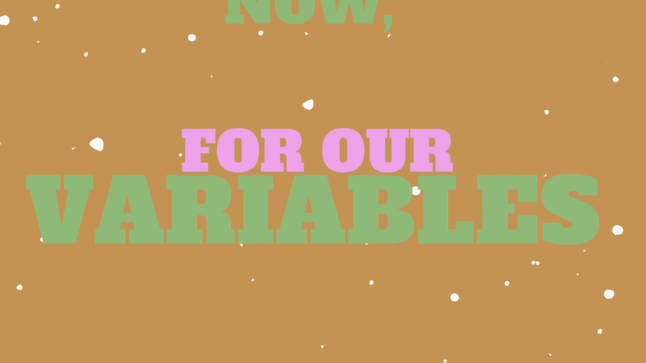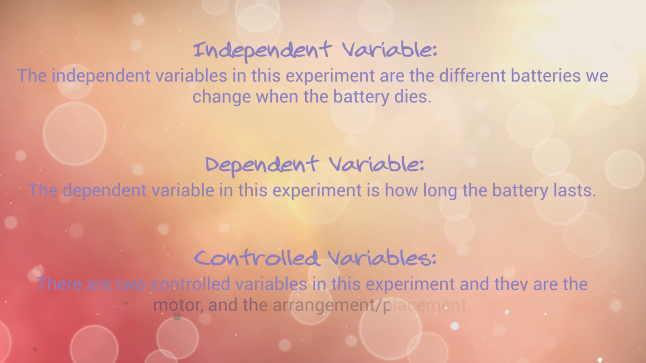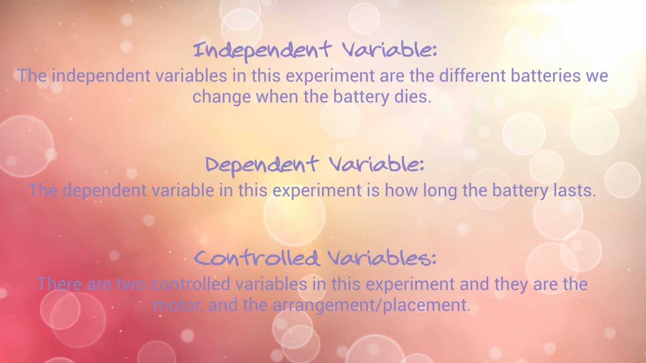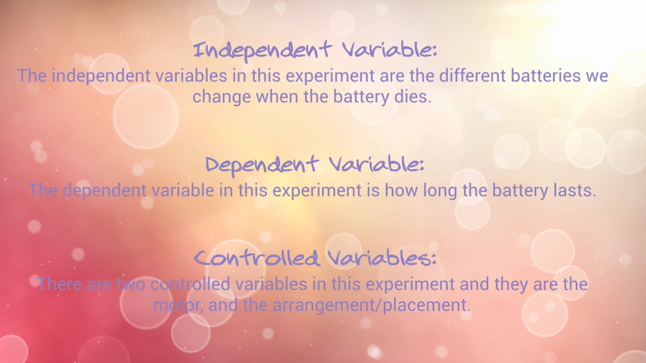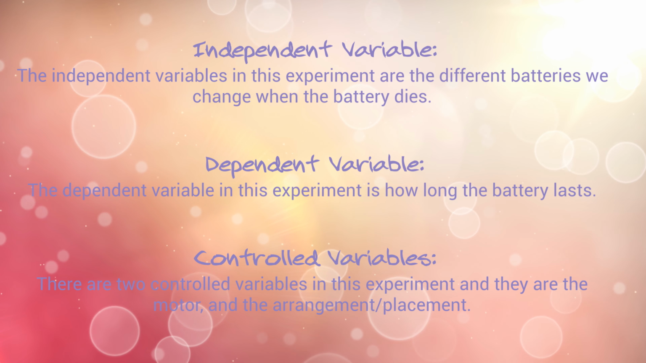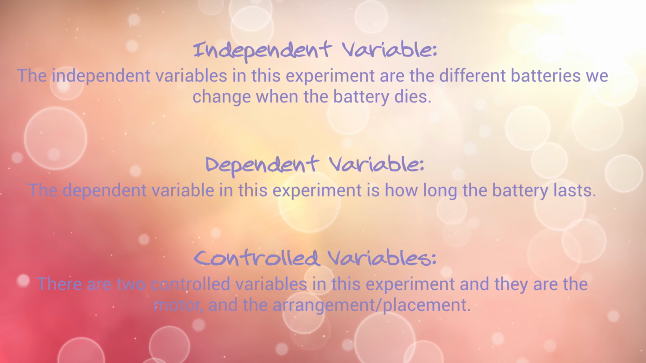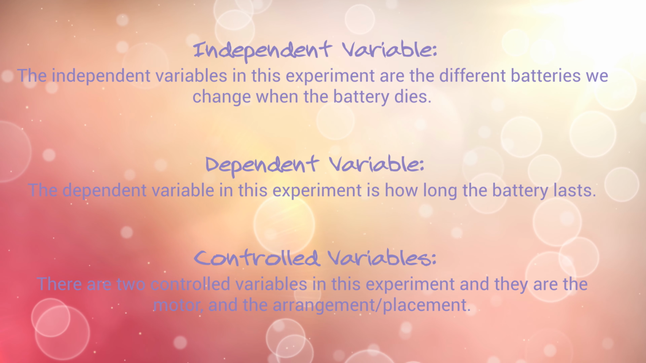Now for our variables. The independent variable. The independent variables in this experiment are the different batteries we change when the battery dies. The dependent variable. The dependent variable in this experiment is how long the battery lasts. The controlled variables. There are two controlled variables in this experiment, and they are the motor and the arrangement.